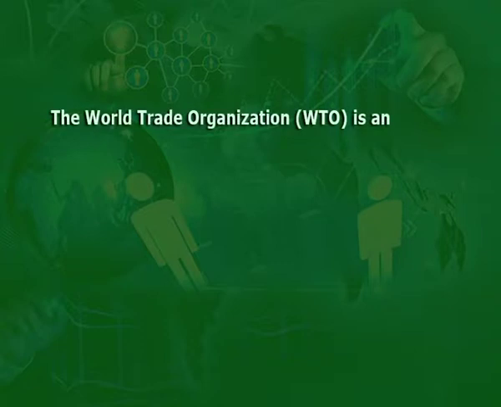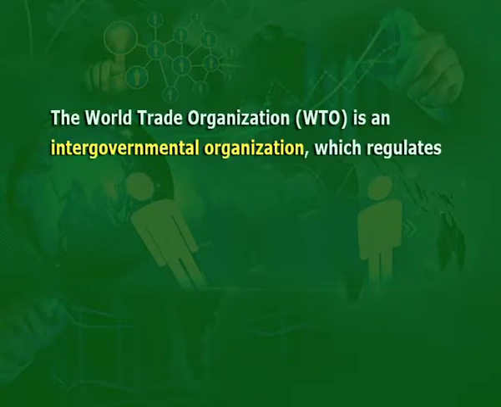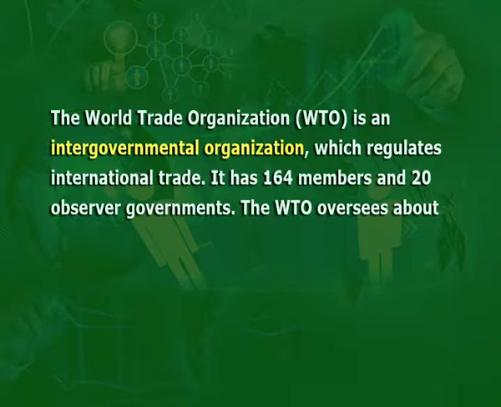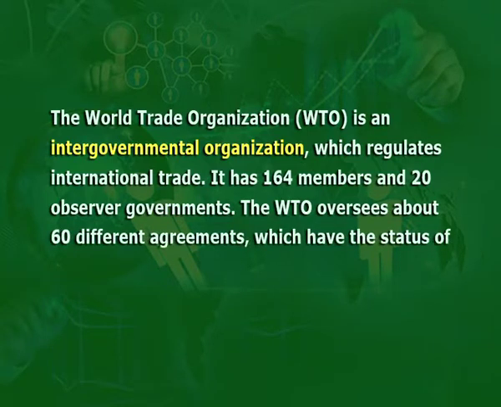The World Trade Organization, WTO, is an intergovernmental organization which regulates international trade. It has 164 members and 20 observer governments. The WTO oversees about 60 different agreements which have the status of international legal texts. Member countries must sign and ratify all WTO agreements on accession. The WTO agreements are lengthy and complex because they are legal texts covering a wide range of activities.